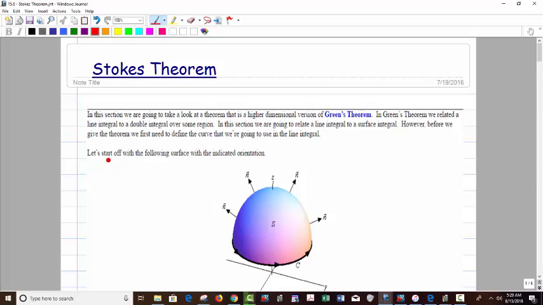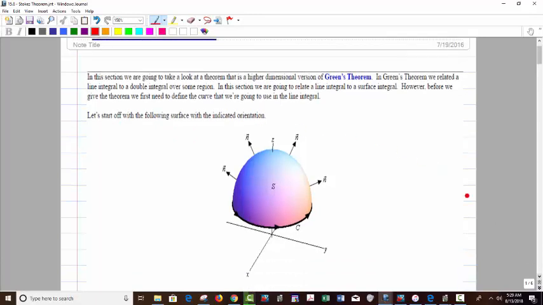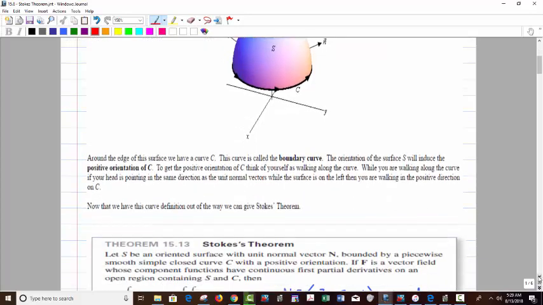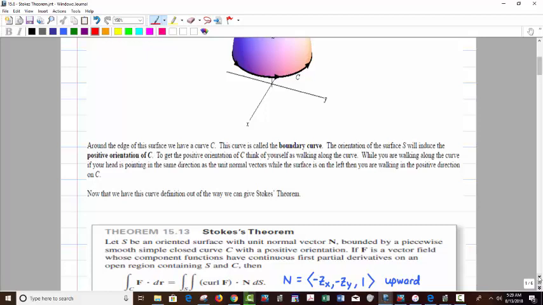So let's look at the surface with indicated orientation here. And you see you have all these normal vectors sticking out at different points. So we're going to be using surface integrals. Let's come down here. I'll let you look this over.